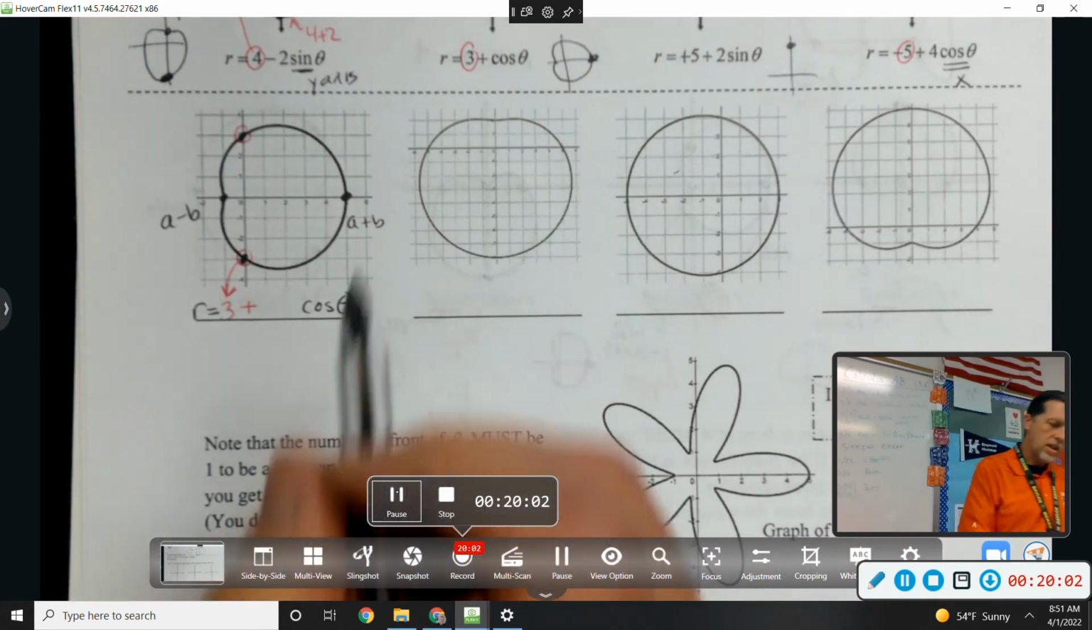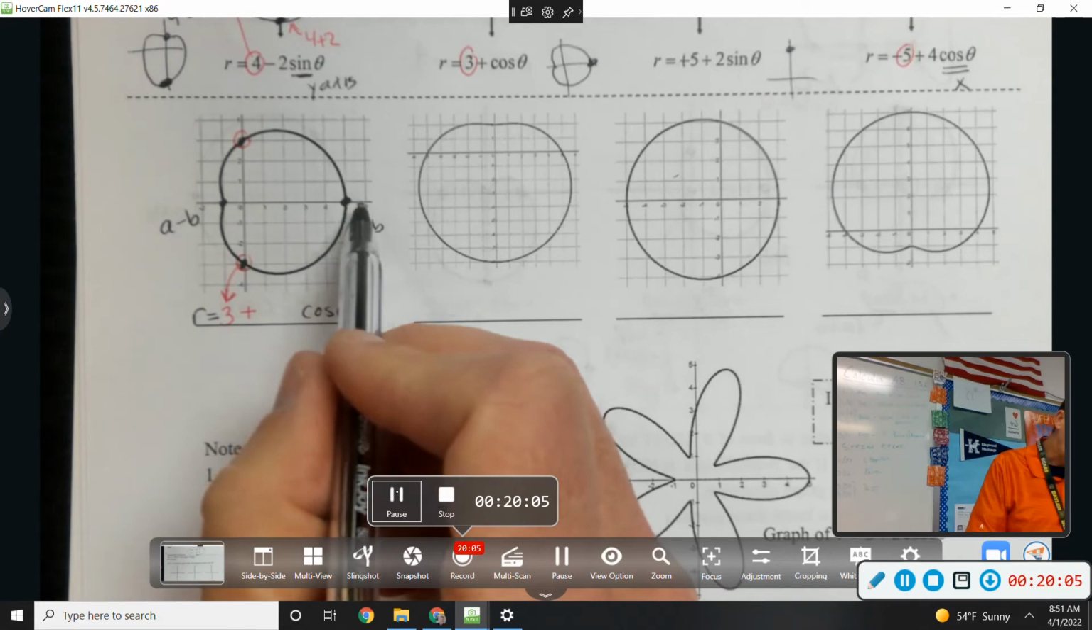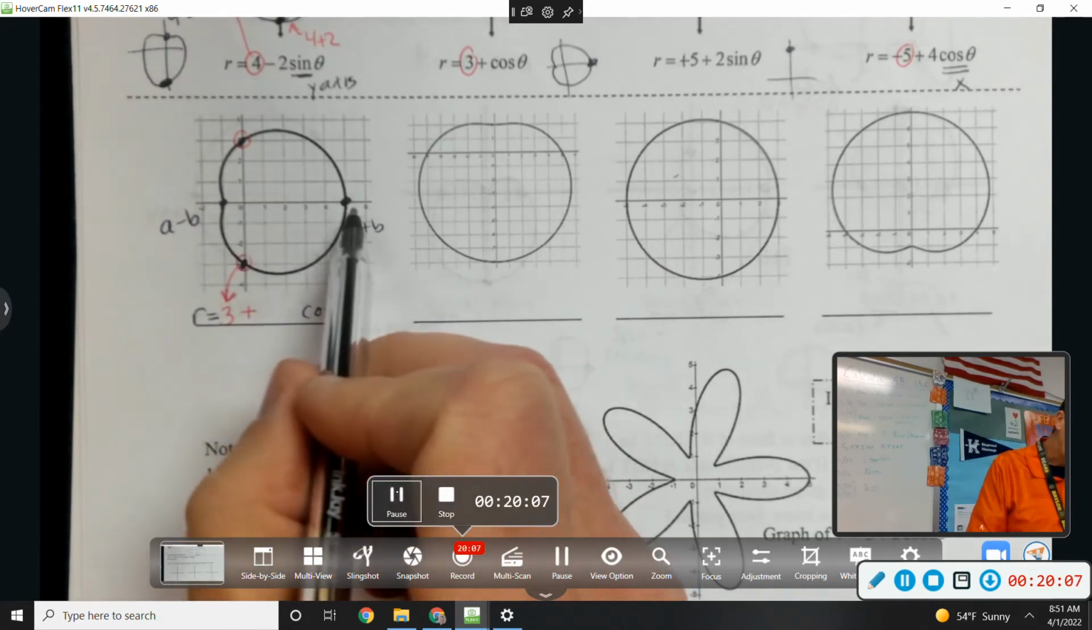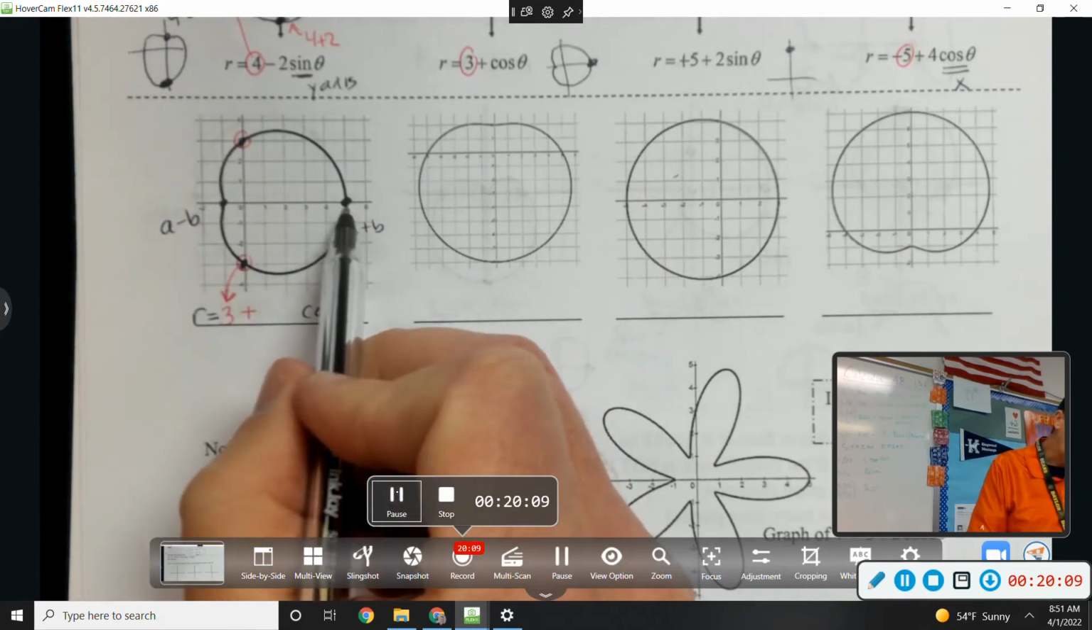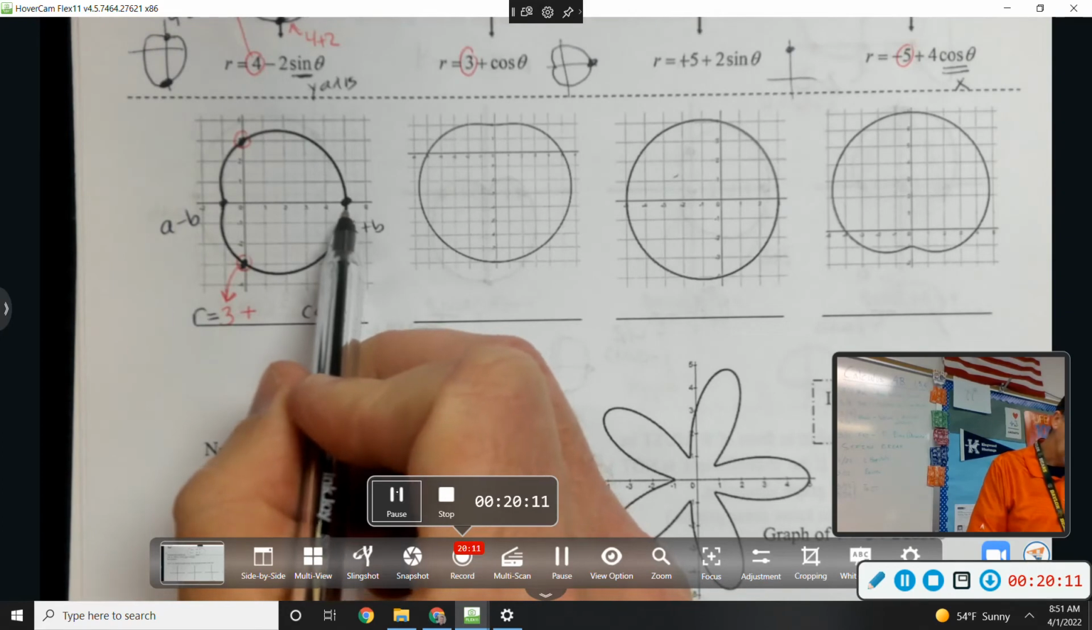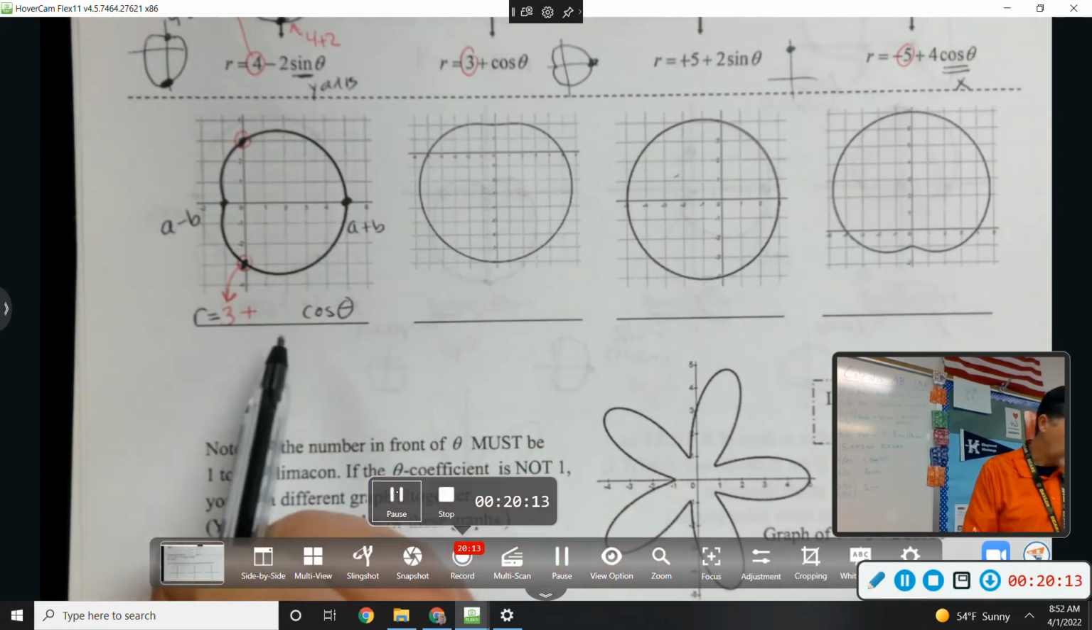And then if we want, let's see, we need a plus b to be 5, a minus b to be 1.